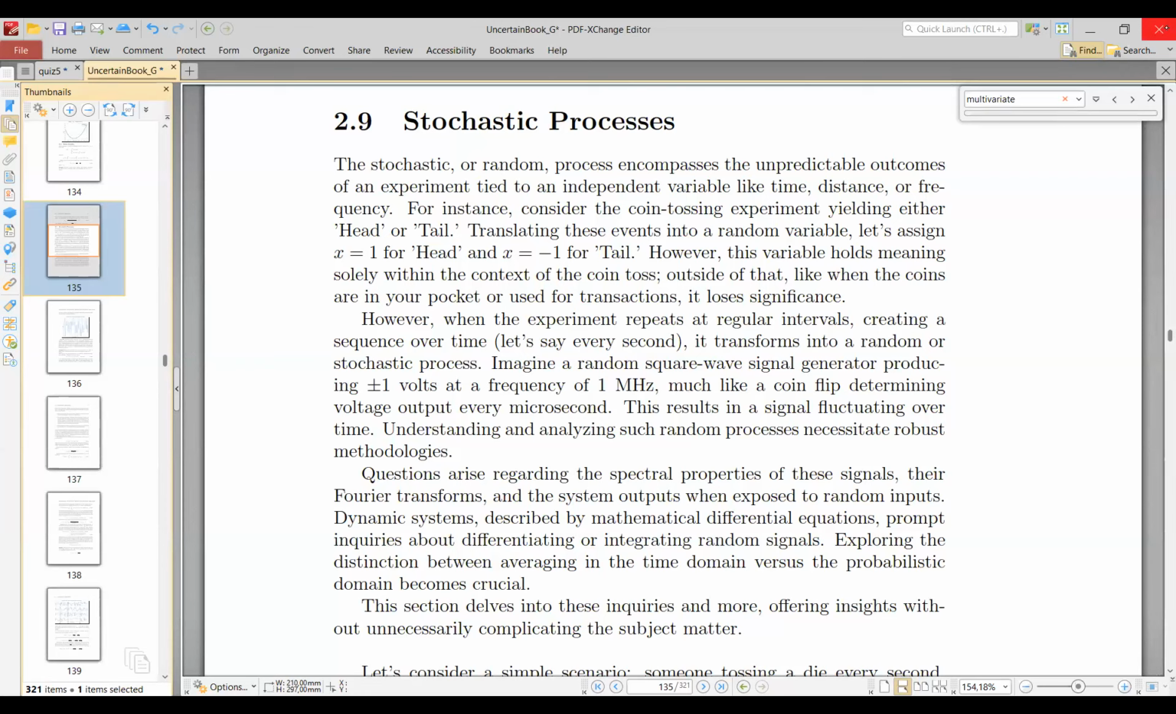What is a stochastic process? What is the meaning of stochastic or random process? What we have seen before was dealing with a random variable. So what is the difference between a random variable and a random process, and what is the application of each one of them? Let me go to the whiteboard.